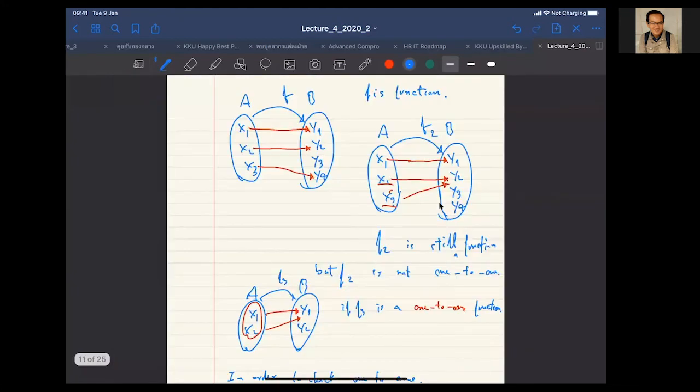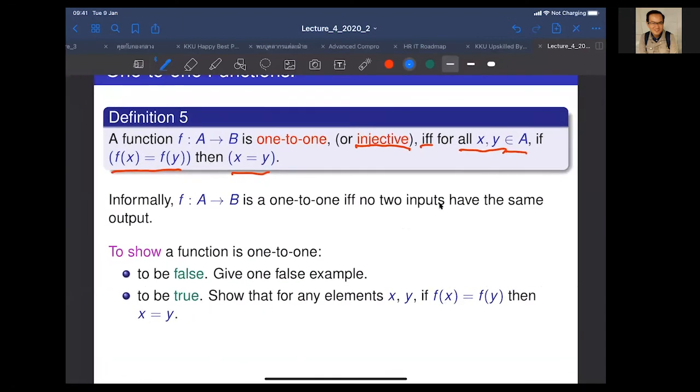Let's see some examples. A bit of a heads up: in order to show that f is a one-to-one function, it's quite difficult. If you want to show that it's a false statement, like f is not one-to-one, then it's easy. Just find one false example, then you are okay. You can answer that f is not one-to-one. But if you want to show that it's a one-to-one function, you have to make sure that every single one of the elements in A is linked to just one element in B. Or use this property.